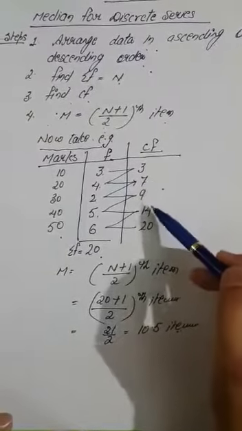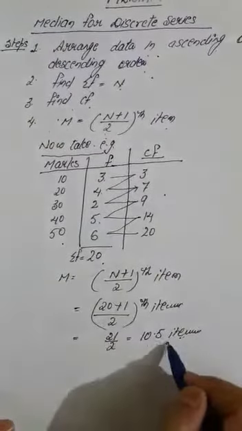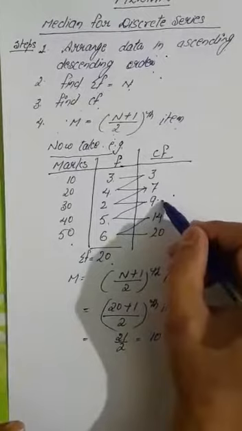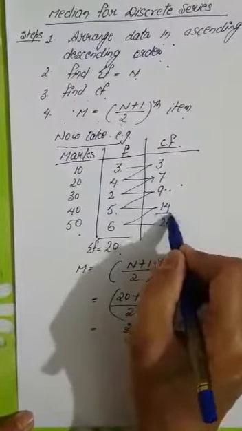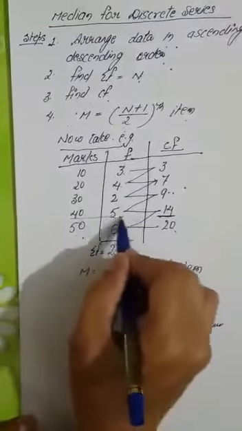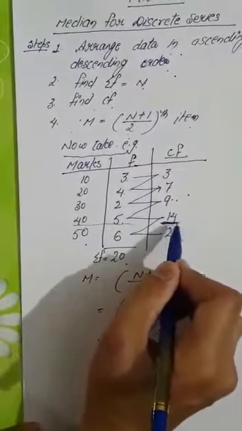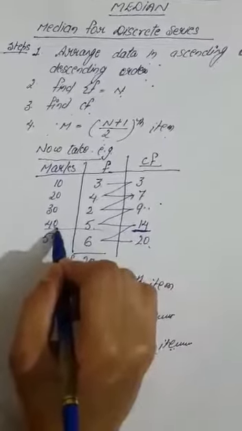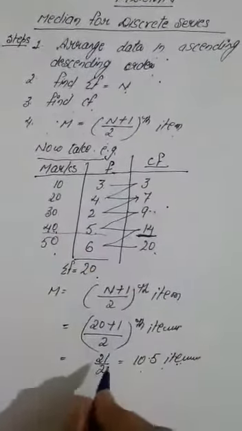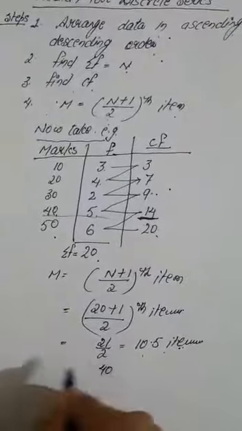Just look at the cumulative frequency. 10.5 is greater than 9, but it is less than 14. So it lies in this group. You have to see the x in front of that. That will be our median. So 40 is our median.